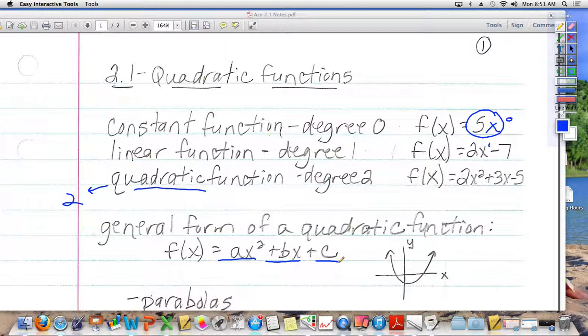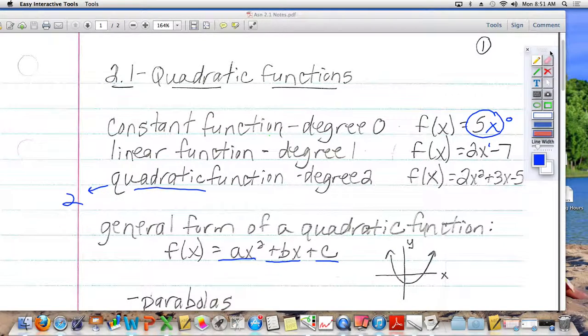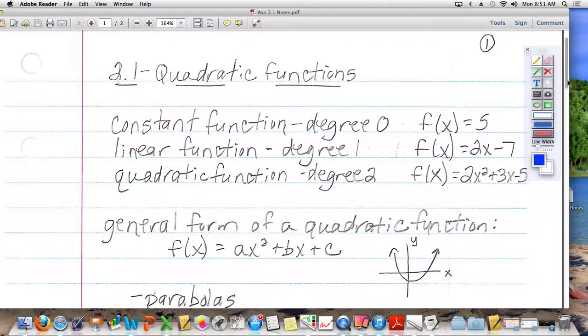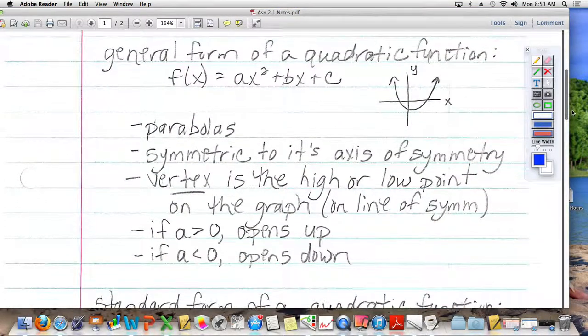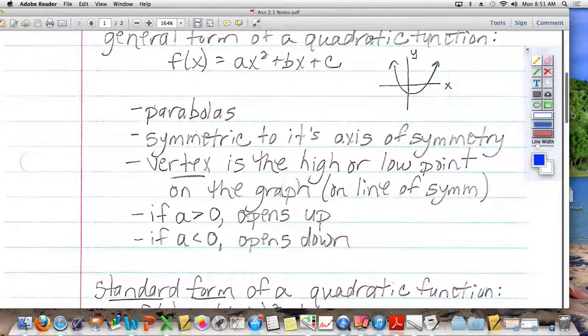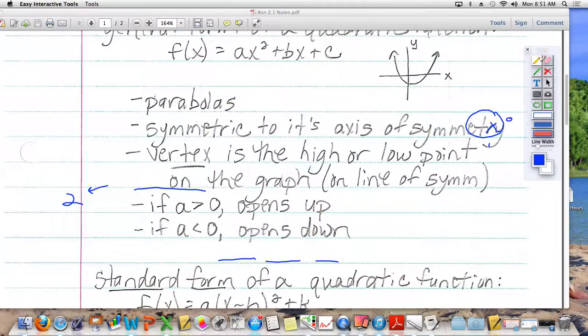Here's the graph of a quadratic function. It's a parabola. You guys probably know that already anyway. Parabolas, quadratic functions are parabolas. They are always symmetric to their axis of symmetry. So regardless of where the parabola is, there's always going to be a line that you can draw right through the middle of the parabola, and it's called its axis of symmetry.